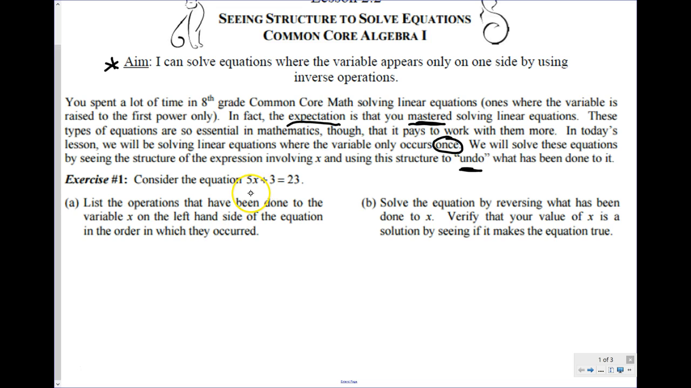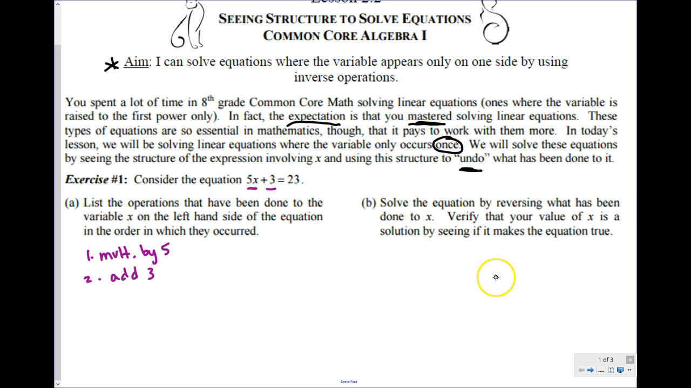So we're going to take a look at x, and what's the first operation that's been done? Well, it's been multiplied by 5. What's the second operation? The second one is you add 3. So those are the two steps that are done to it. So that's part A. Part B says solve the equation by reversing what's been done.